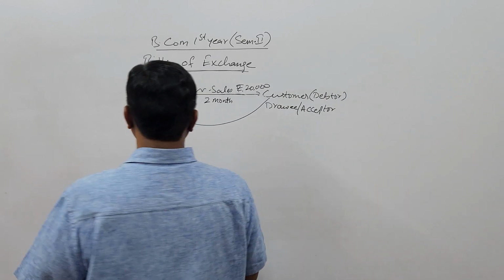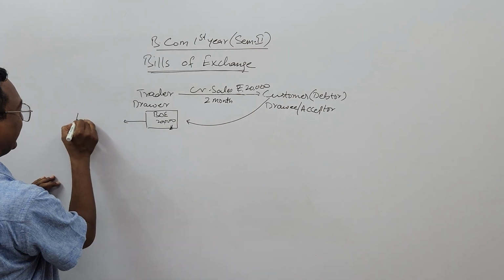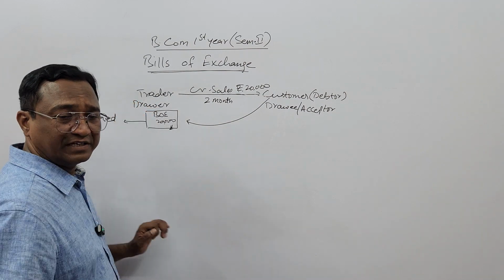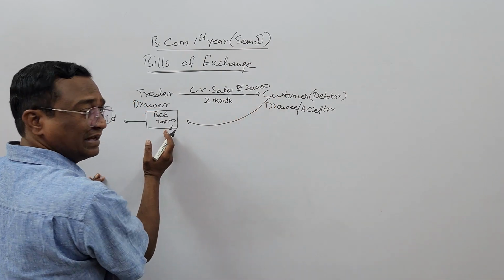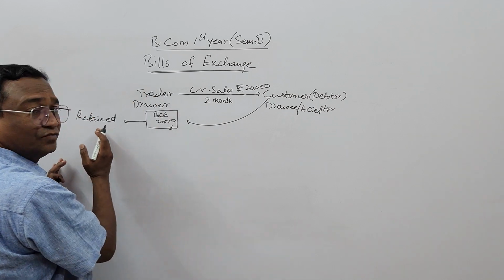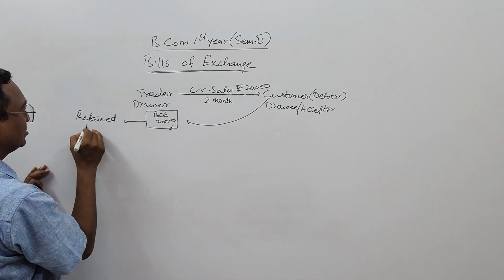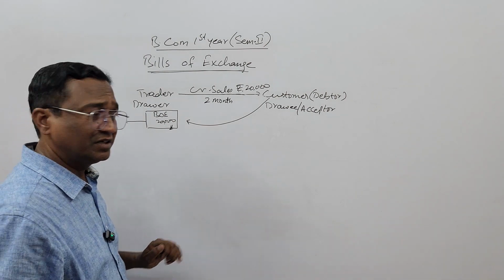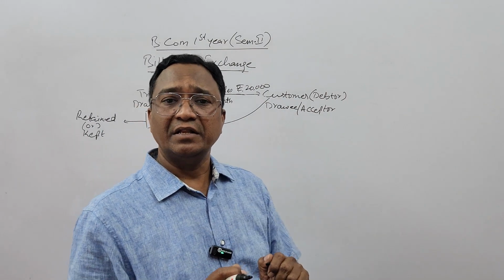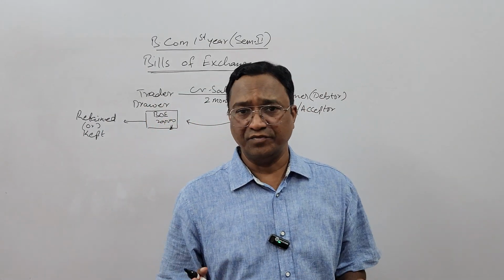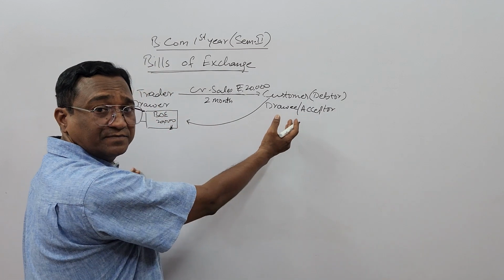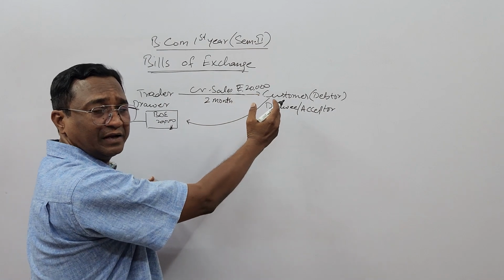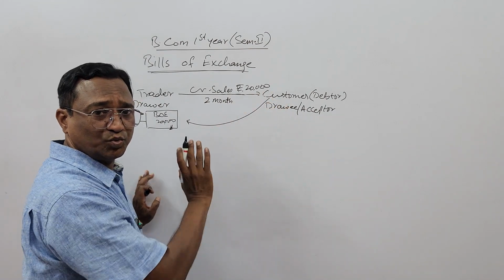For example, first, this bill can be retained with the drawer, that is, he is keeping it. The customer signs the bill and gives it to him. The trader will keep it with him. This is not an advantage for the trader. He is only taking the bill and keeping it with him. After 2 months, the customer pays the amount to the trader and the trader gives the bill back to the customer. This is one way.